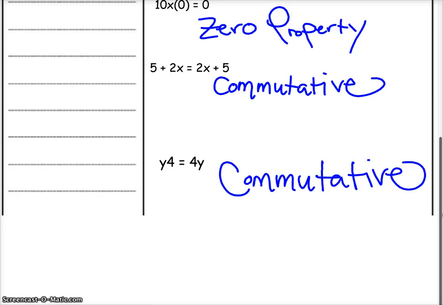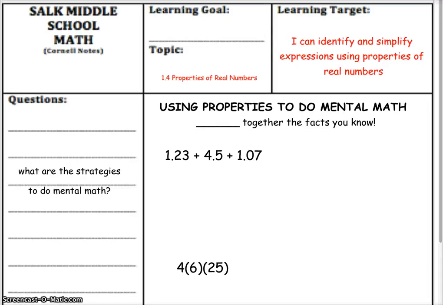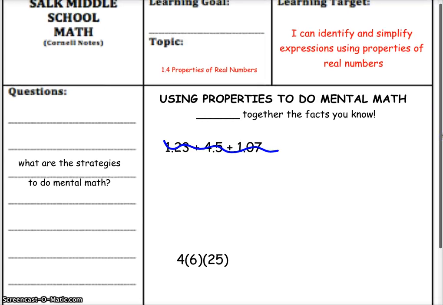Okay. Now make sure it's all written down. Now we're going to go to applying these, and that's fun. I don't think I'm going to do this one, but I do want to do the next one. It's so beneficial. You can use properties to do mental math by doing quick facts. You want to group together facts you know. You can simplify an expression really fast if you can do that.